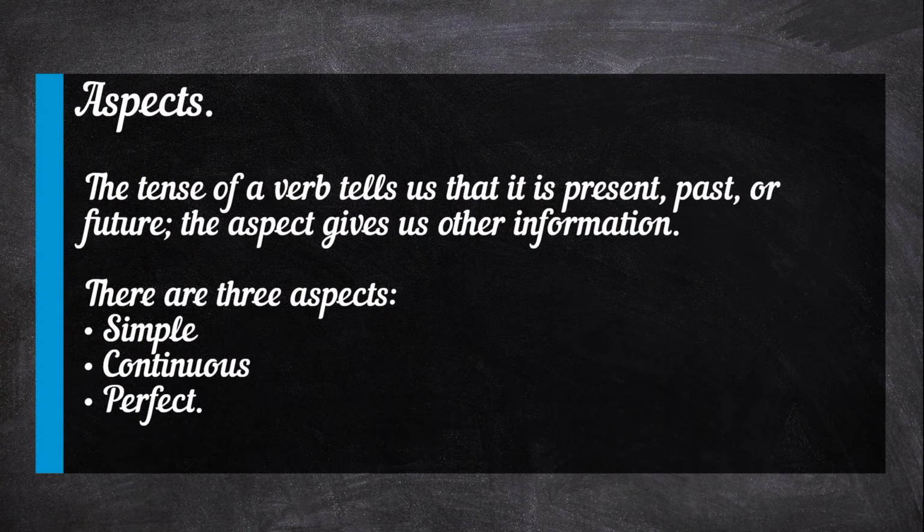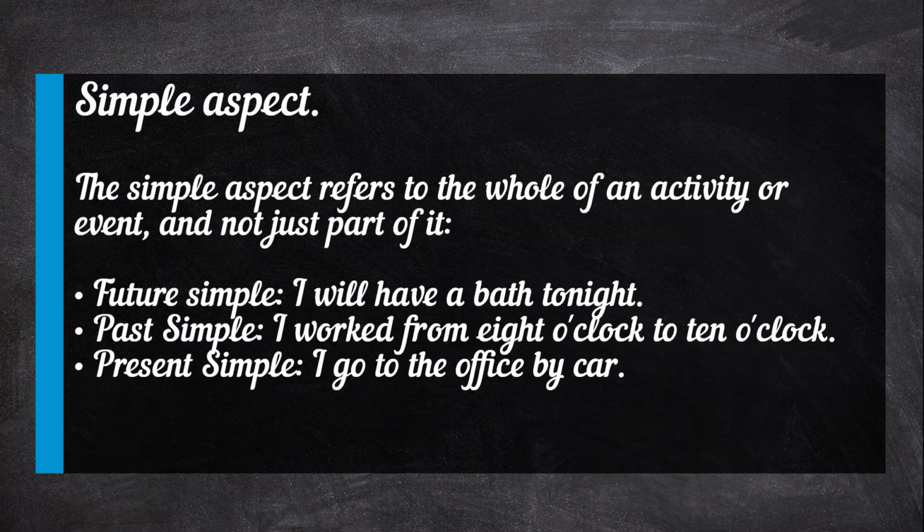The tense of a verb tells us that it is present, past, or future. The aspect gives us other information. There are three aspects: simple, continuous, perfect. The simple aspect refers to the whole of an activity or event, and not just part of it.